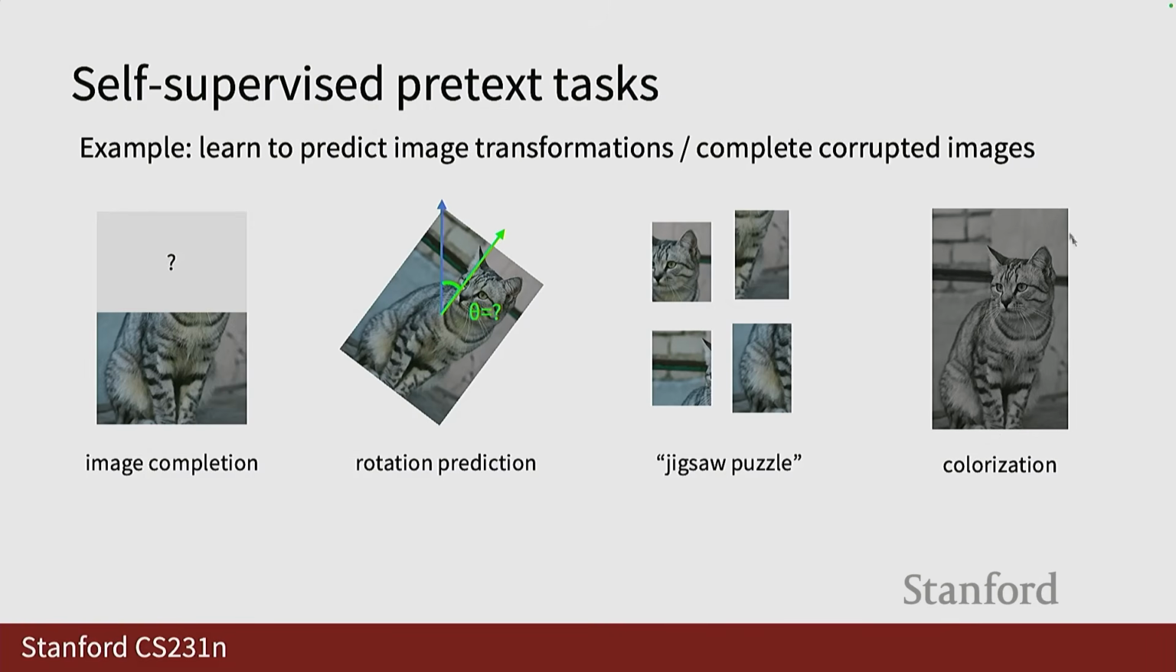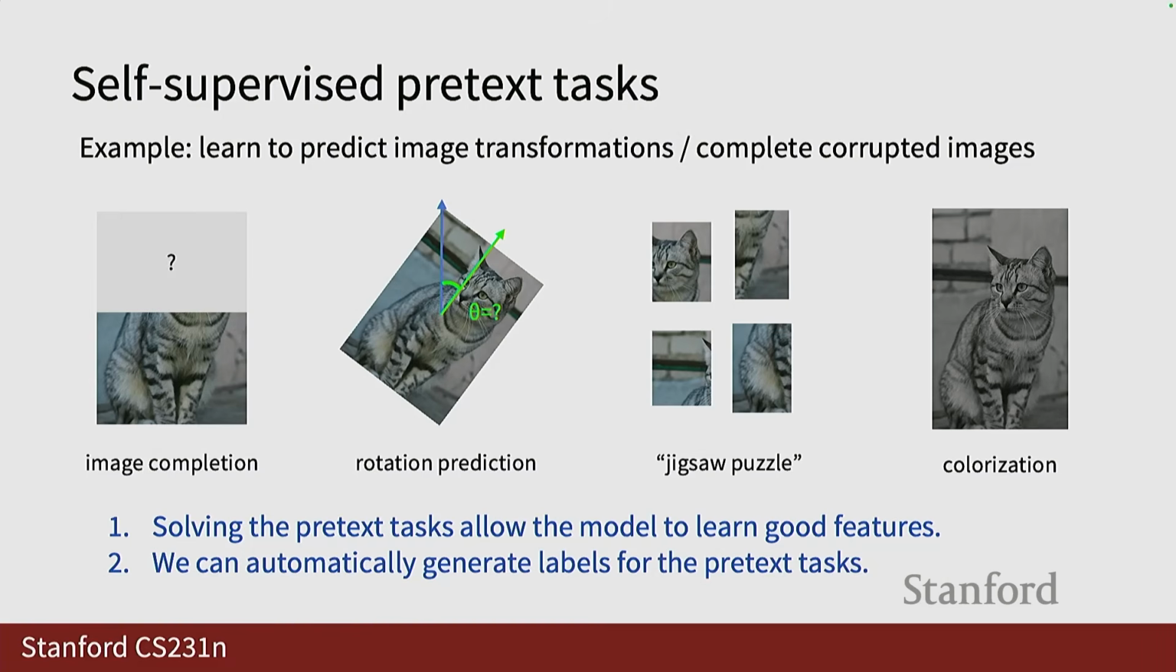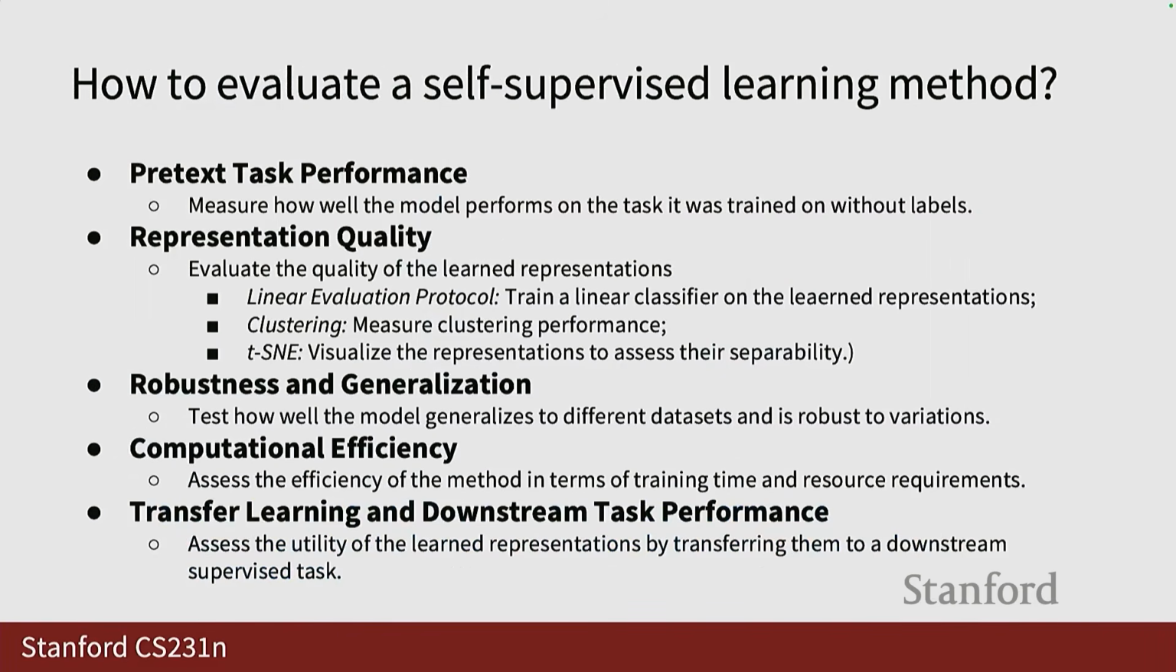Given the black and white version of the image, predict the colors for each of the pixels. So solving the pretext task allows the model to learn good features. That's what we wanted. And we can automatically generate labels for the pretext task. So those are the two points that I mentioned that we need for a task to qualify as a good pretext task for self-supervised learning.